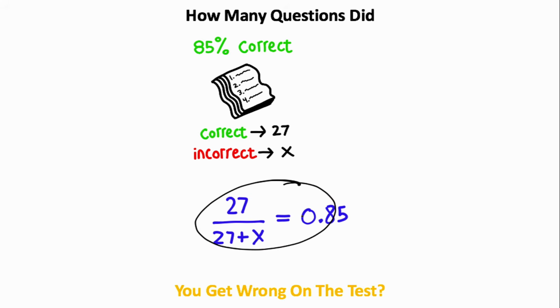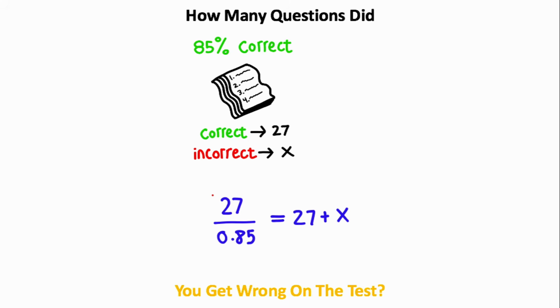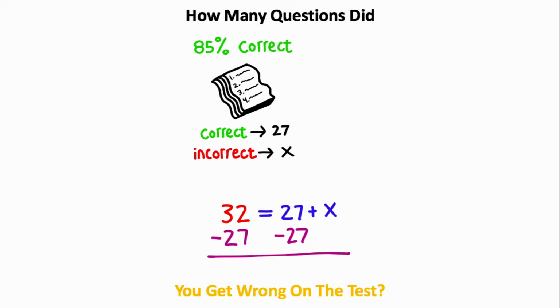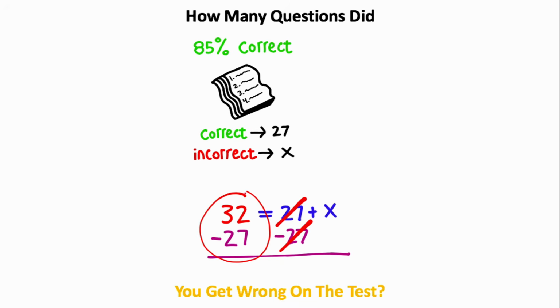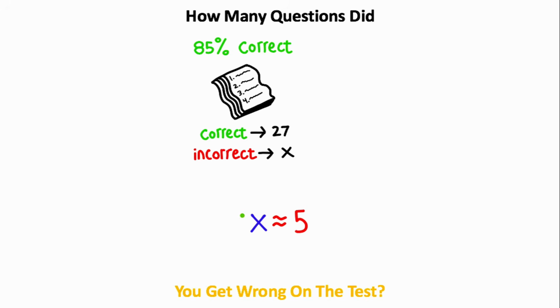Here I just need to solve for x. What I can do is take this 27 plus x and this 0.85, and I can switch them using the rules of multiplication and algebra. From here, I'm going to take 27 and divide it by 0.85. If you do this on a calculator, this evaluates to around 31.7647, which I'm going to go ahead and round to 32. And subtract 27 on both sides to cancel the 27s on the right, and 32 minus 27 is the same thing as 5. So in this hypothetical situation, you got about 5 problems wrong on the test.